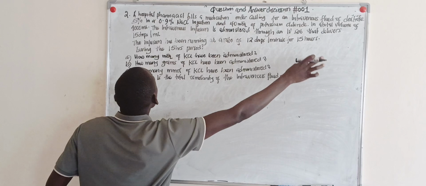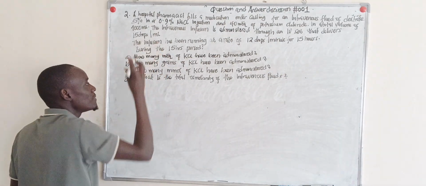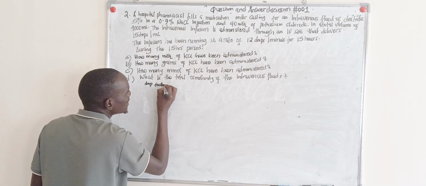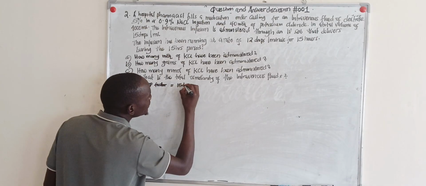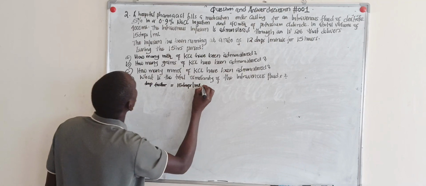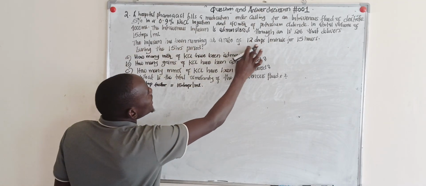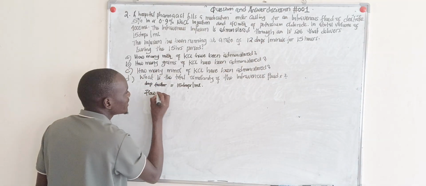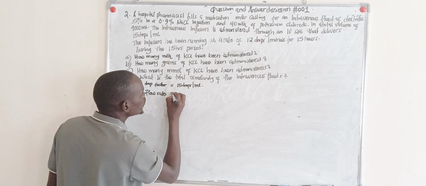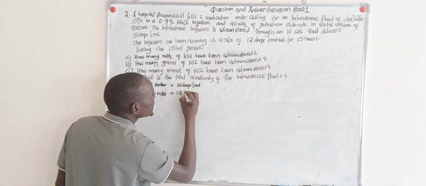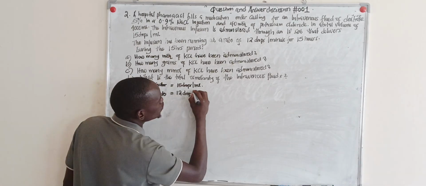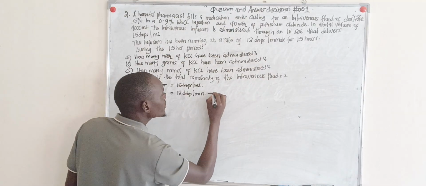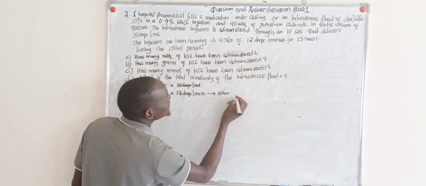Through a giving set that delivers 15 drops per mil, they have given us the drop factor: 15 drops per mil. The infusion has been running at a rate of 12 drops per minute. So they have given us the flow rate. Flow rate is another topic that we are going to cover, and don't miss it. 12 drops per minute, and this runs for 15 hours.